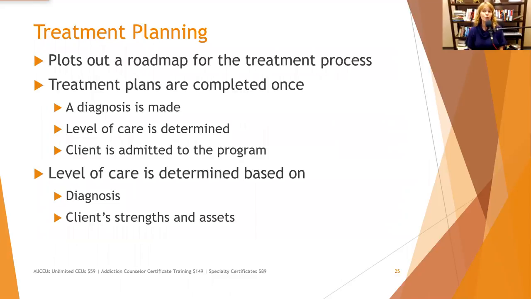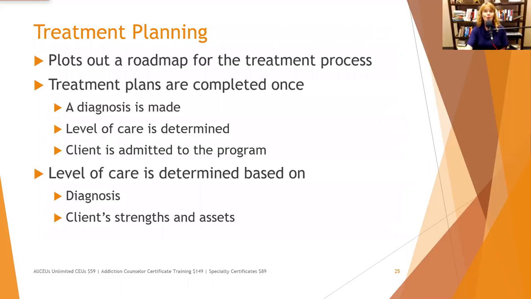Treatment planning plots out a roadmap for the treatment process. Treatment plans are completed once a diagnosis is made, a level of care is determined, and the client is admitted to the program. Now, after the initial assessment, there's usually an initial treatment plan done, but the real treatment plan generally needs to be completed within 3 to 5 days after admission, once the clinician has finished the assessment paperwork and everything. Level of care is determined based on diagnosis and the client's strengths and assets.